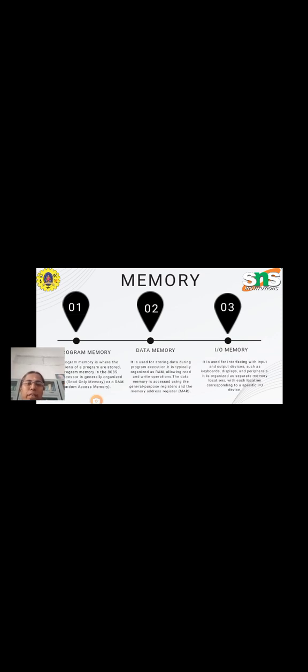Memory: program memory, data memory and IO memory. Program memory is where the instructions of the program are stored. The program memory in 8085 is generally organized as ROM or RAM. Data memory is used for storing the data during program execution. It is typically organized as RAM, allowing read and write operations. The data memory is accessed by using the general purpose register and the memory address register.